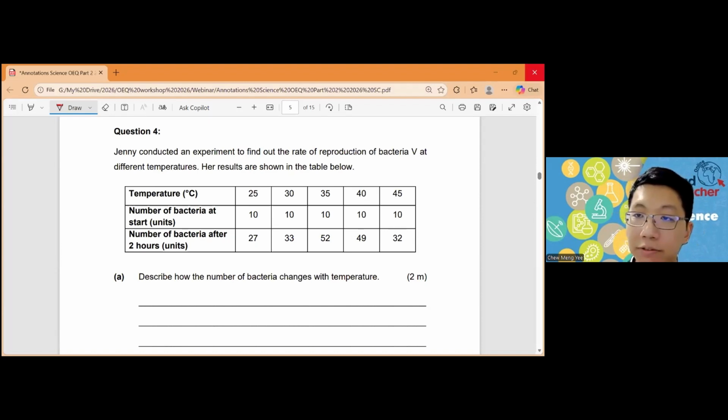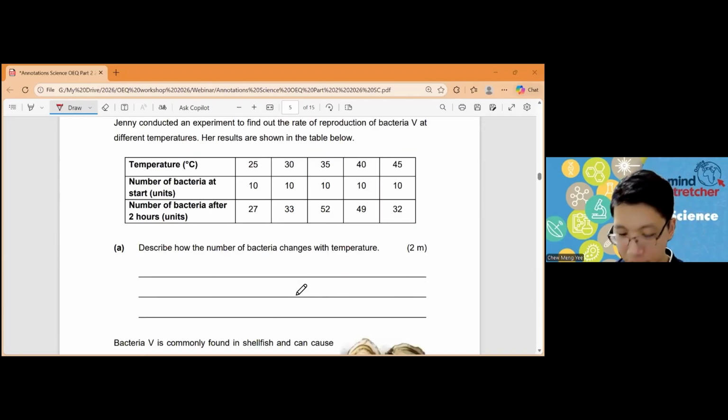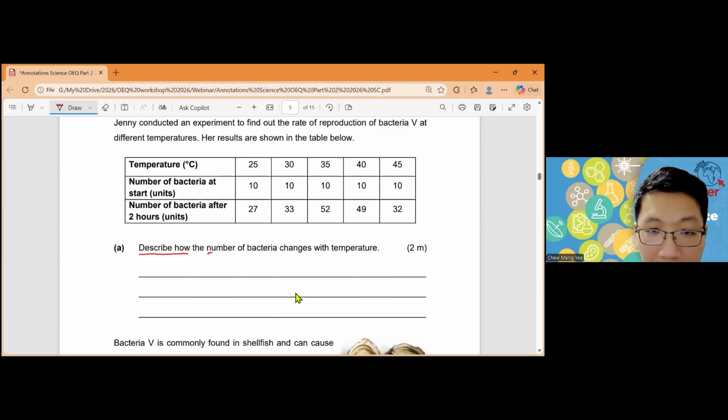Let's try to phrase this question. Just now some of you were asking how the question will be phrased. Describe how the number of bacteria changes with temperature. So instead of affect or is affected by, it says changes with temperature. As long as you see something phrased like this, this is a relationship. Please write this down at the side. This is how they phrase it in the PSLE most of the time.